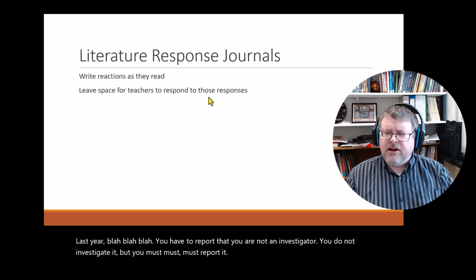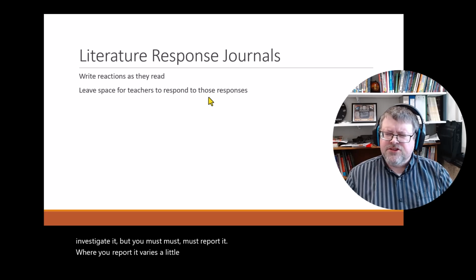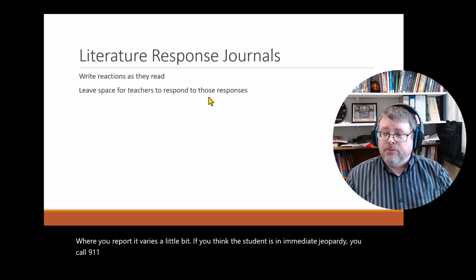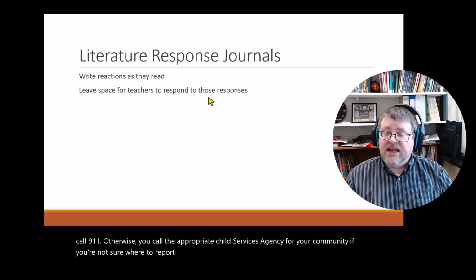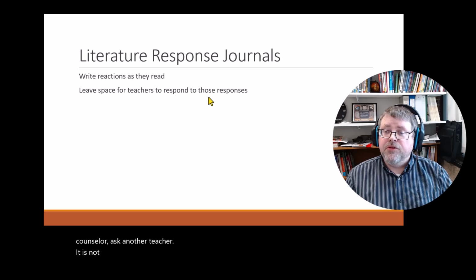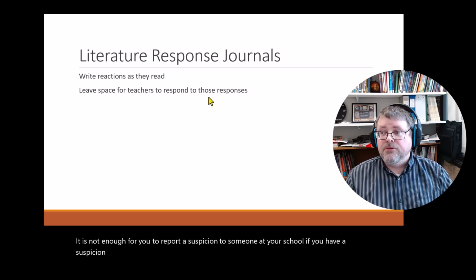Where you report it varies a little bit. If you think the student is in immediate jeopardy, you call 911. Otherwise, you call the appropriate child services agency for your community. If you're not sure where to report it, ask someone in your building, ask your principal, ask a counselor, ask another teacher. It is not enough for you to report a suspicion to someone at your school. If you have a suspicion, you must report it to authorities.